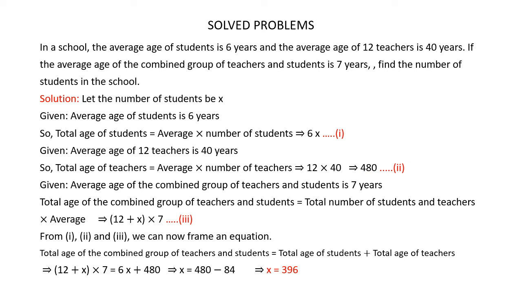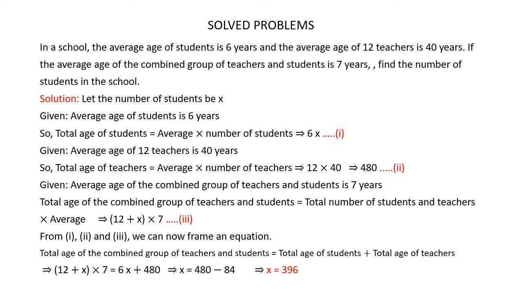It's given that the average age of the combined group of teachers and students is 7 years. We know that there are 12 teachers and x students. So the total number of students and teachers is 12 plus x. And the average age of the combined group is 7 years. So the total age of the combined group is equal to total number of students and teachers multiplied by average. This is 12 plus x multiplied by 7. This is the third equation.